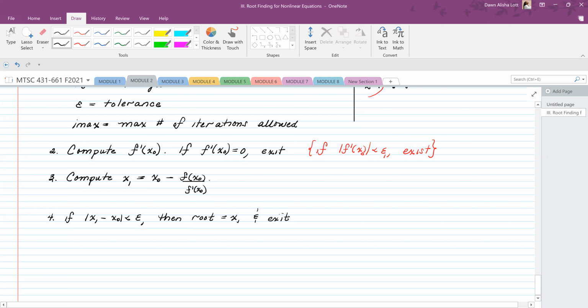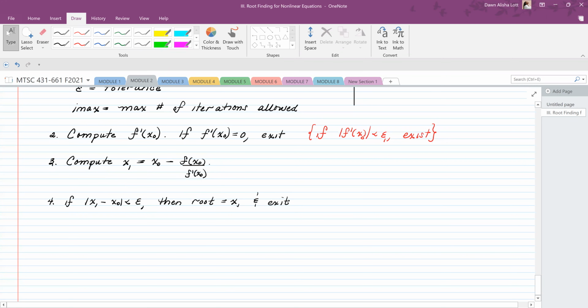So far we've had 2 ways to exit the code. That is, if the derivative is 0, we're going to quit because we know it's not going to converge. And we should make a statement here, so you need to print out a statement that tells you why it quit, because otherwise you won't know why it quit. So print a statement saying something like f prime of x0 is equal to or near 0.